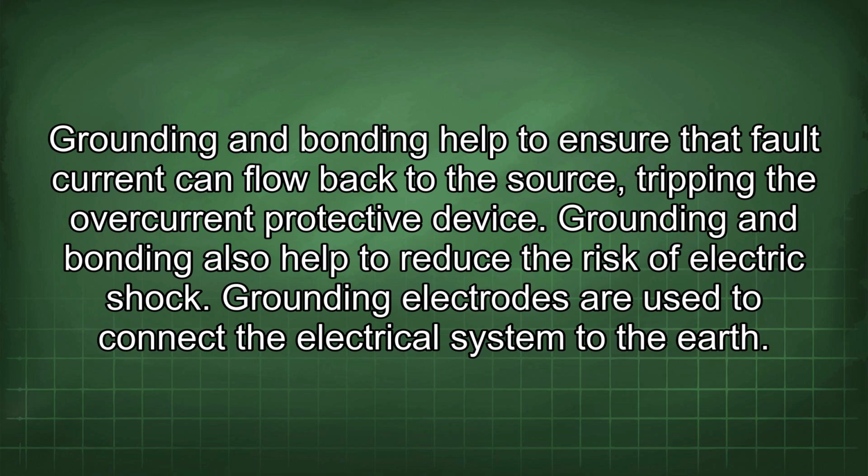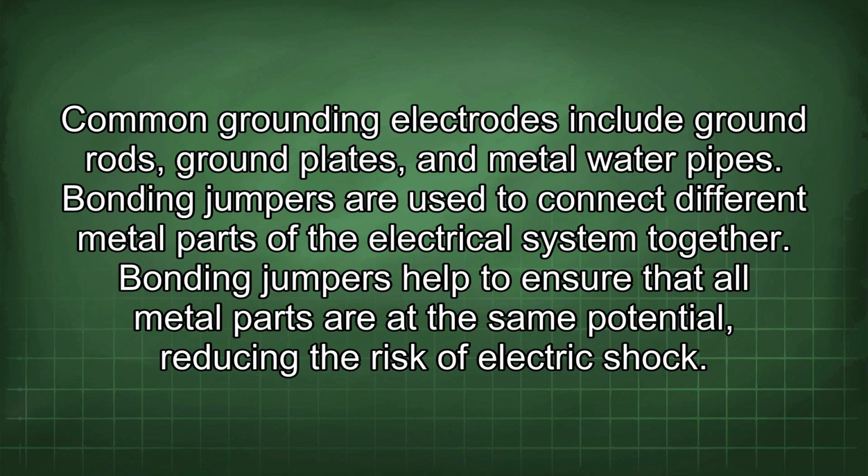Grounding electrodes are used to connect the electrical system to the earth. Common grounding electrodes include ground rods, ground plates, and metal water pipes. Bonding jumpers are used to connect different metal parts of the electrical system together. Bonding jumpers help to ensure that all metal parts are at the same potential, reducing the risk of electric shock.